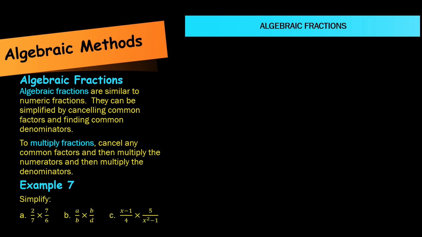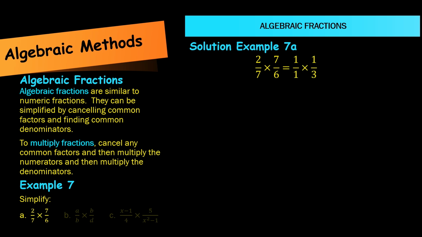Simplify the expressions shown on your screen. Pause the video and have a go. Press play when you're ready to view the solutions. So let's solve part A first. We are required to simplify 2 over 7 times 7 over 6. So let's solve this.